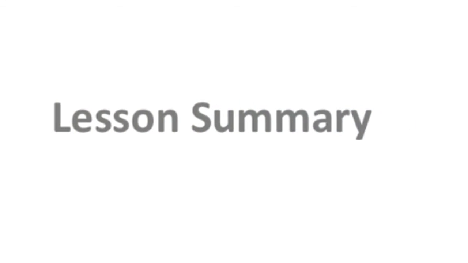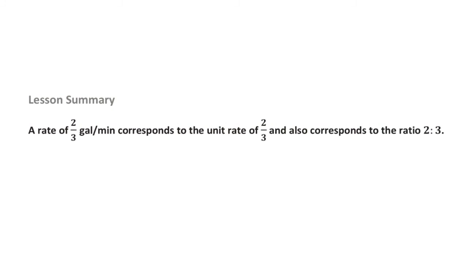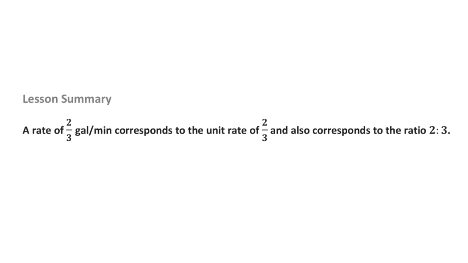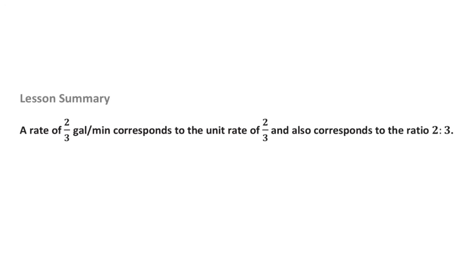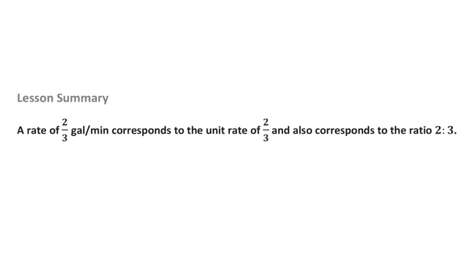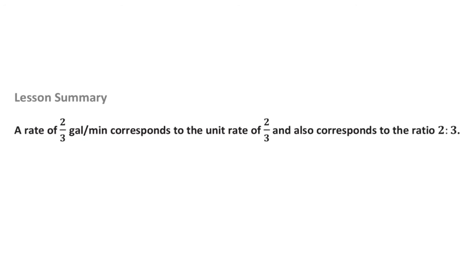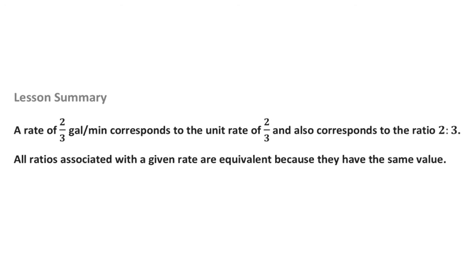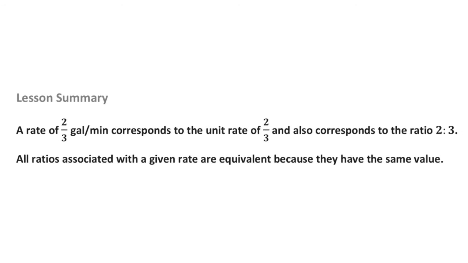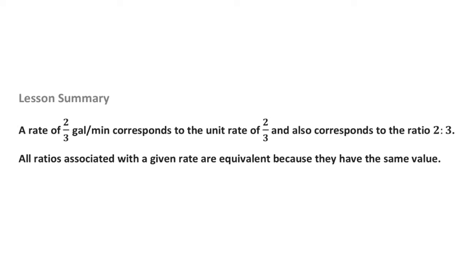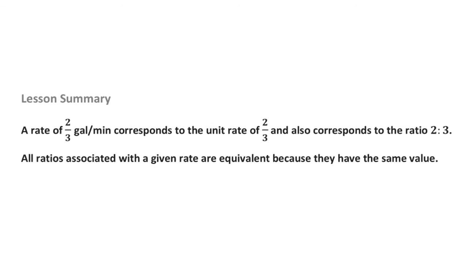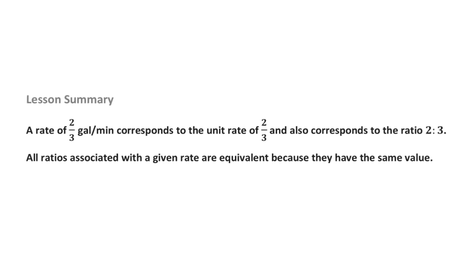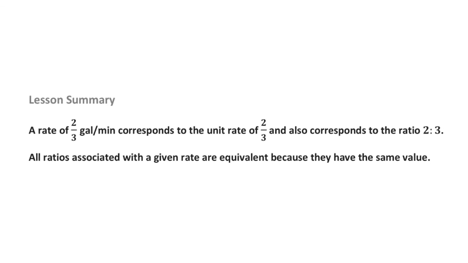Okay, so what have we learned today? We've learned that if we have a rate of a fraction, like 2/3 of a gallon to every 1 minute, then it corresponds to a unit rate of 2/3, which is also equivalent to a ratio of 2 to 3. Not only that, but we learned that all ratios associated with some rate are equivalent because they always have the same value. Whether we were dealing with 1 or 100 of them, we had equivalent ratios.